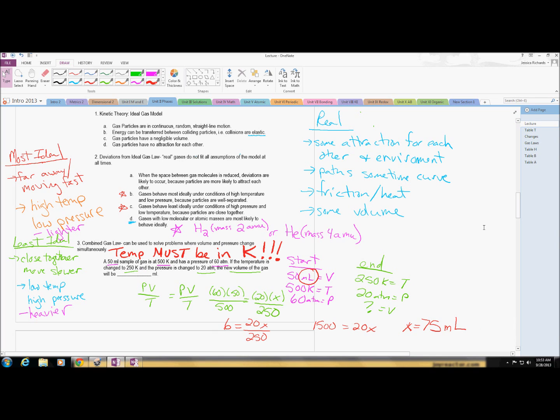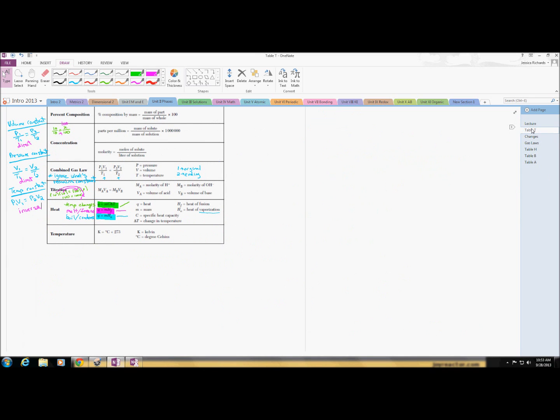The combinations of just two conditions at a time, so combined gas law, all three changing, the combinations of two at a time all have specific names. So pressure and temperature is called the Gay-Lussac law. Volume and temperature is called Charles's law. And pressure and volume is called Boyle's law.